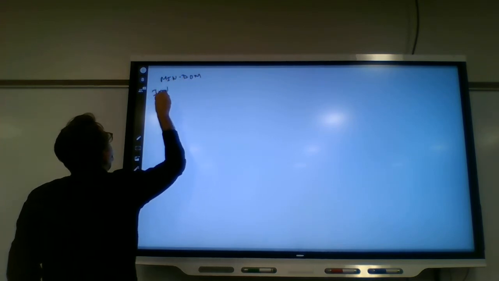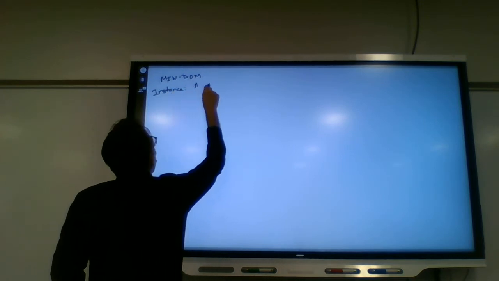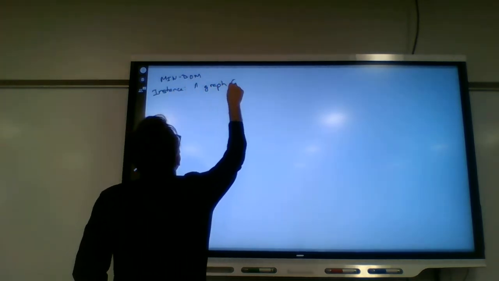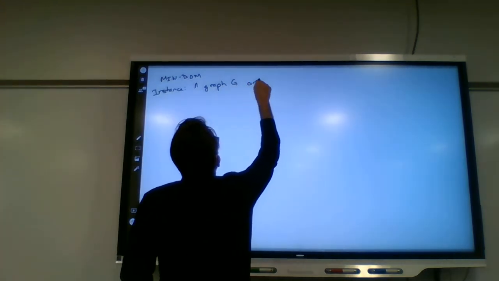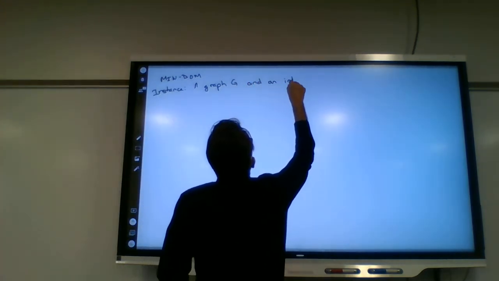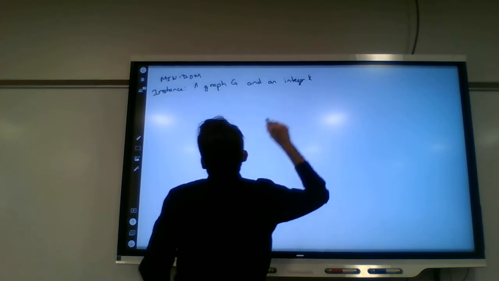All right, so minimum domination would have an instance of graph G and an integer K.